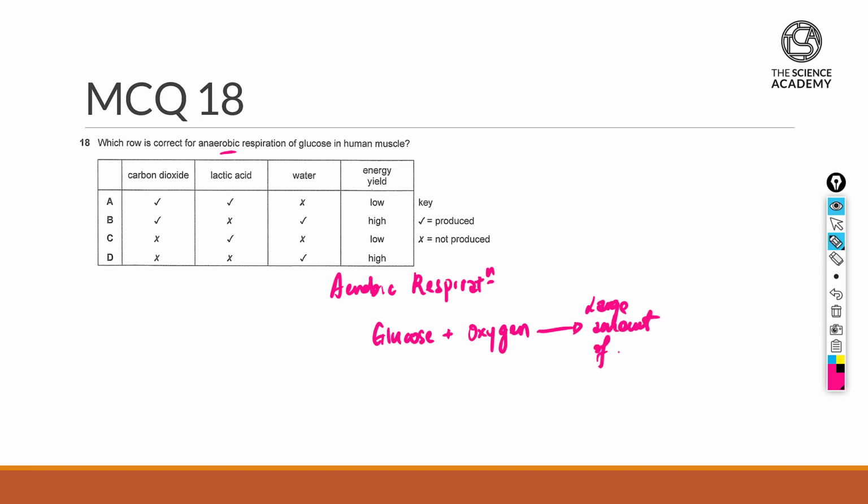The products of aerobic respiration will involve a large amount of energy. So this is always the preferred form of respiration because it gives the most energy per molecule of glucose. Of course, there's also the production of CO2 as well as H2O, which are considered to be the excretory materials of aerobic respiration. The next one here is going to be anaerobic respiration in mammalian cells.